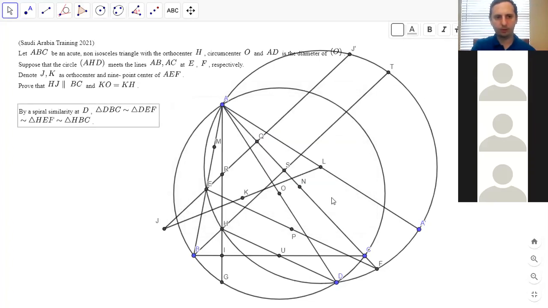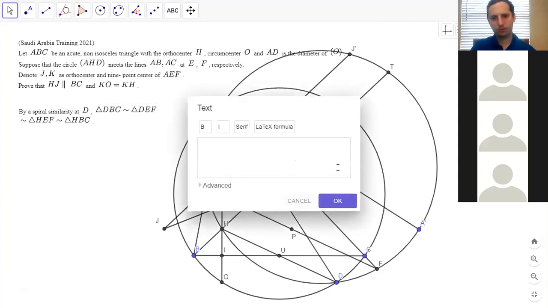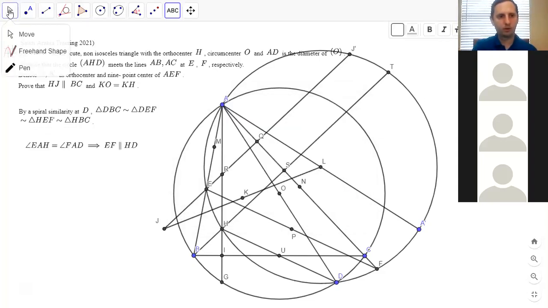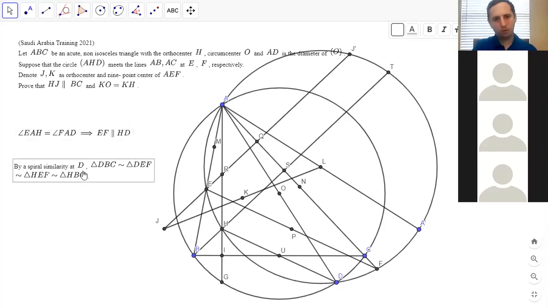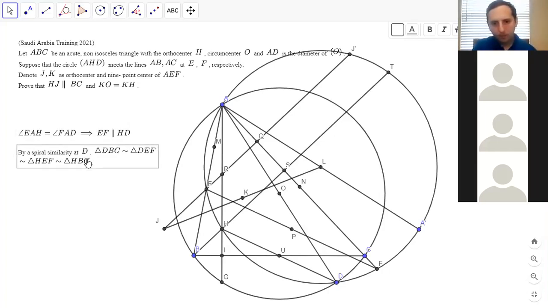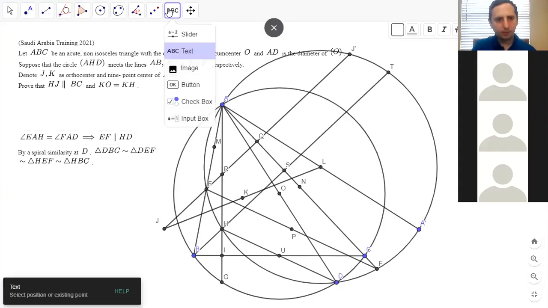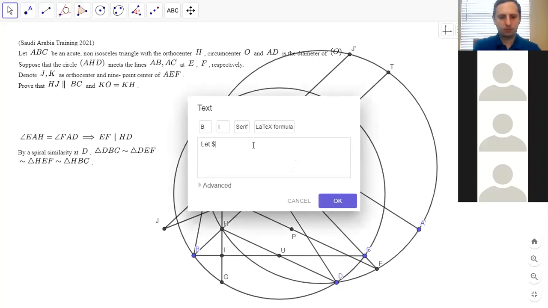Yeah, we have all those different similarities. And then angle EAH equals angle FAD means that EF is parallel to DH. I think you should try this first, before. Because if we have EF parallel to HD, yes. Okay. So let P be the midpoint of EF. I'll say let P and U be the midpoints of EF and DH.